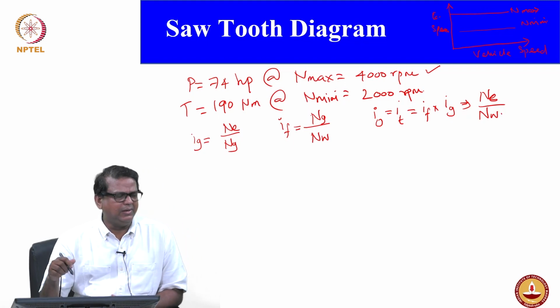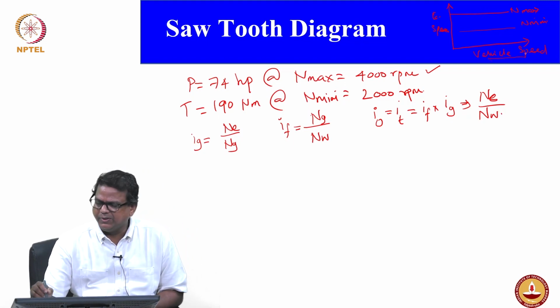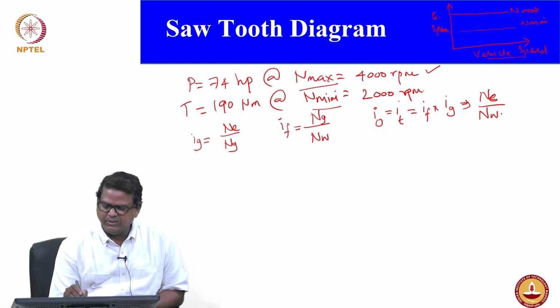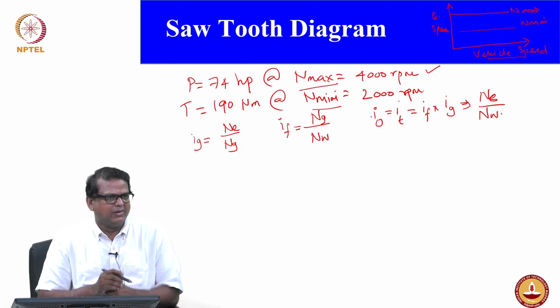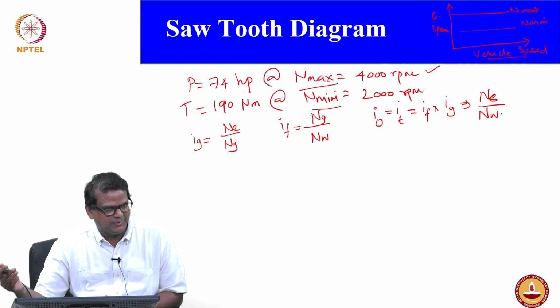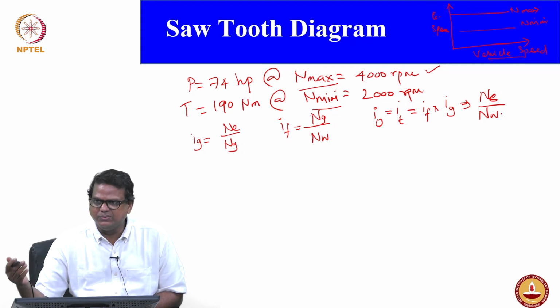Ultimately, I want to have the vehicle speed. I know it's easy for me: N max and N minimum are given as the engine speed. I want to find out everything with respect to vehicle speed, also in kilometers per hour. So, how are we going to do that?